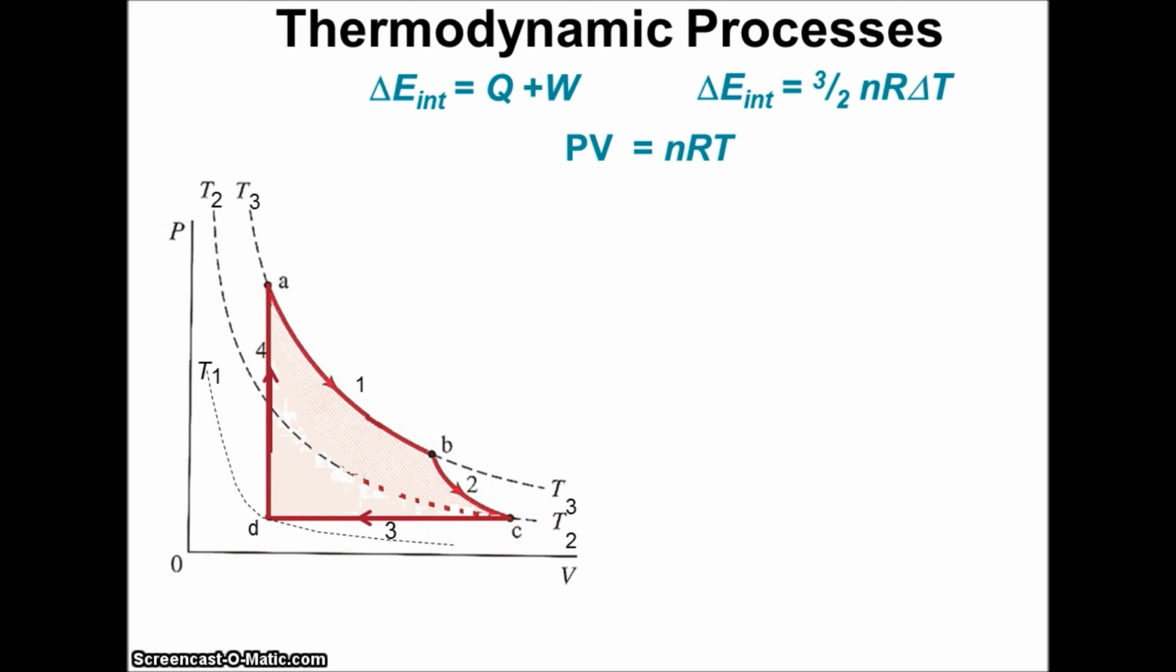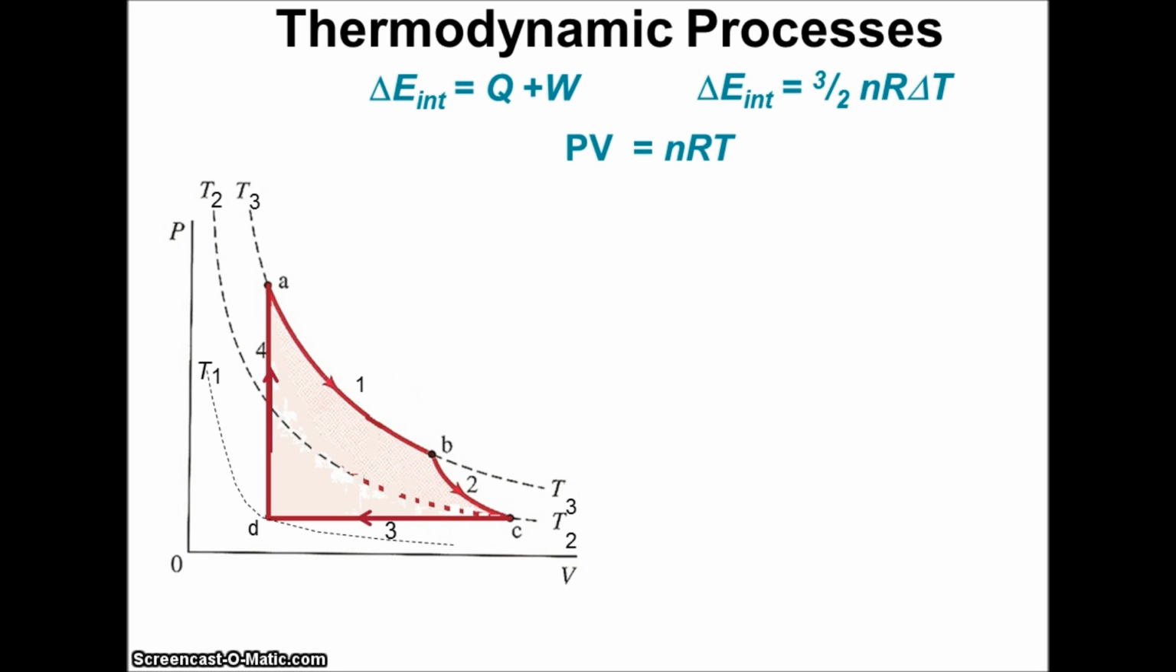So these are going to be the three equations that are going to be very important in this unit. Change in internal energy is going to be equal to Q plus W. That's the first law of thermodynamics. That's conservation of energy. The change in internal energy is given by 3/2 nR delta T. That's for a monatomic gas, which is what you'll see on the AP test. The reason it's 3 is because there's 3 degrees of freedom. Those particles could be moving in the x, the y, or the z direction. And of course, then we have the ideal gas law, PV = nRT.